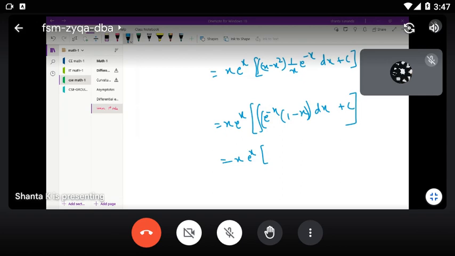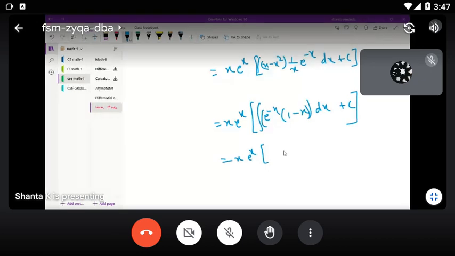Minus e power minus x whole into 2 plus x. 2 plus 6. Minus, only the inside part you are telling? Yes, ma'am. The entire minus integration. Minus, what is it? Minus e power minus x whole into 2 plus x.